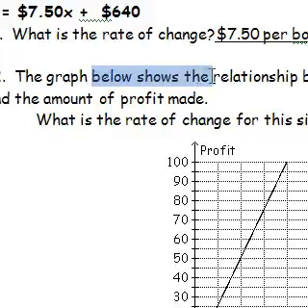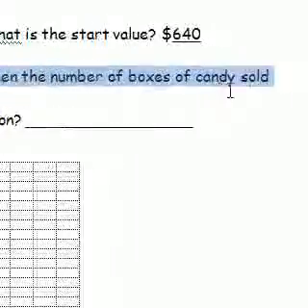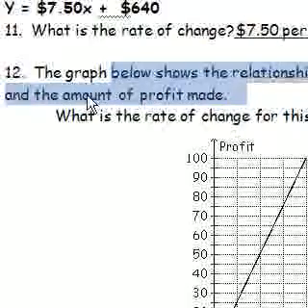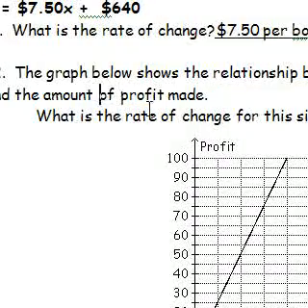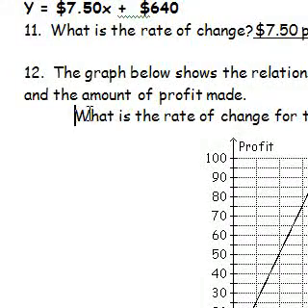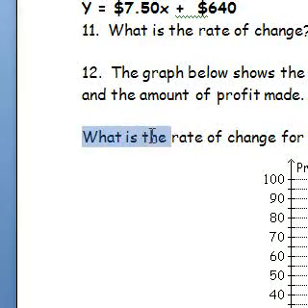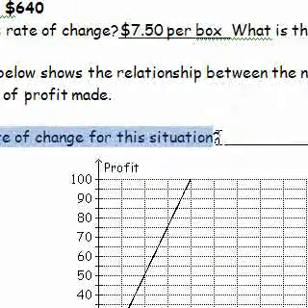The graph below shows the relationship between the number of boxes of candy sold and the amount of profit made. Let's see here. What is the rate of change for this situation?